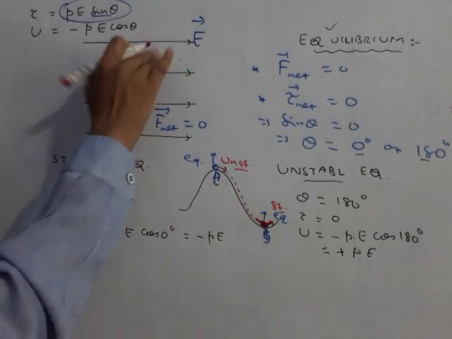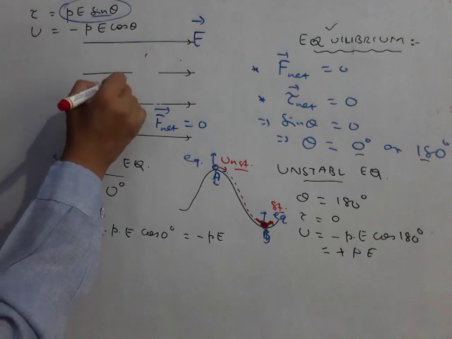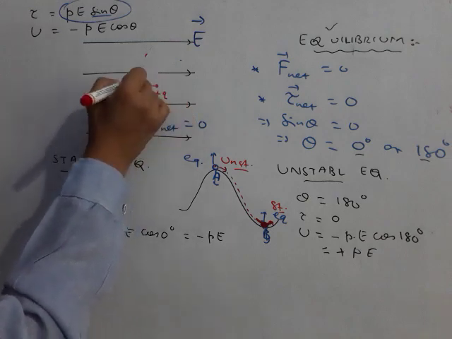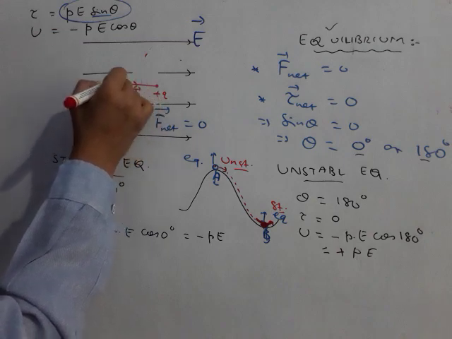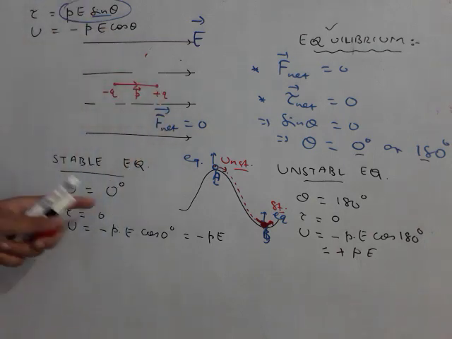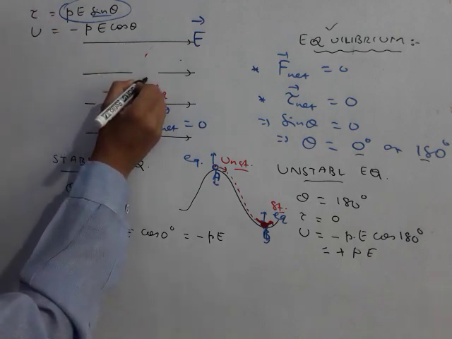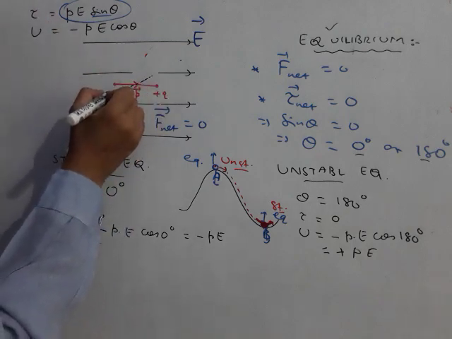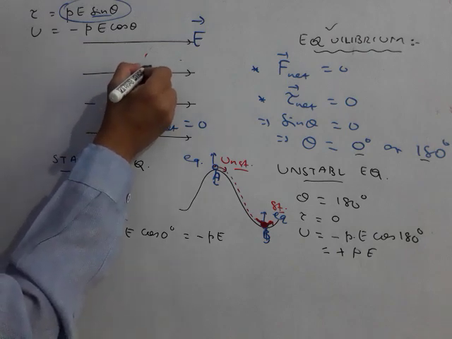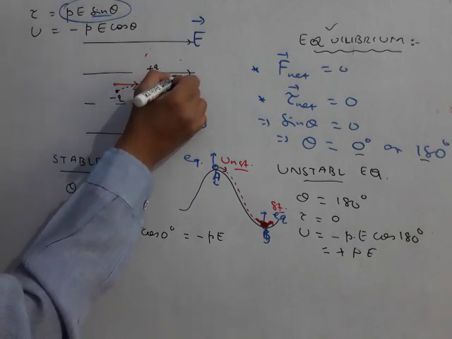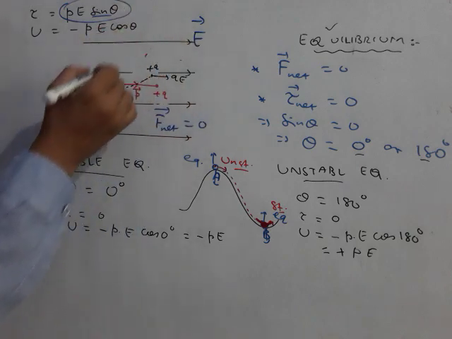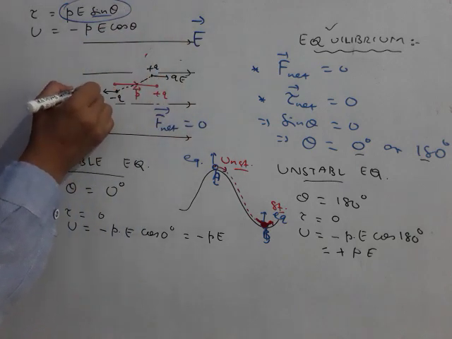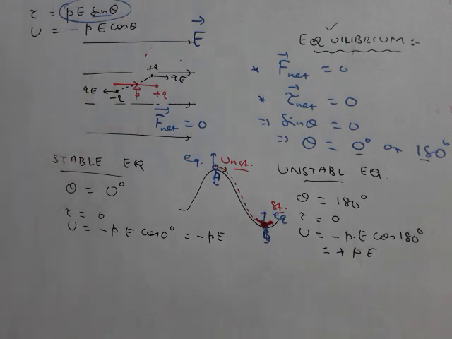theta equal to 0 degree means the dipole will be placed like this, minus q, and this one will be plus q. So this is the direction of the dipole moment. Theta equal to 0 means P vector and E vector are parallel to each other. Now suppose it is slightly displaced from its equilibrium position like so. Then this becomes minus q and this becomes plus q. On plus q there will be force qE in the direction of the electric field, and on minus q there will be force qE opposite to the direction of the electric field.